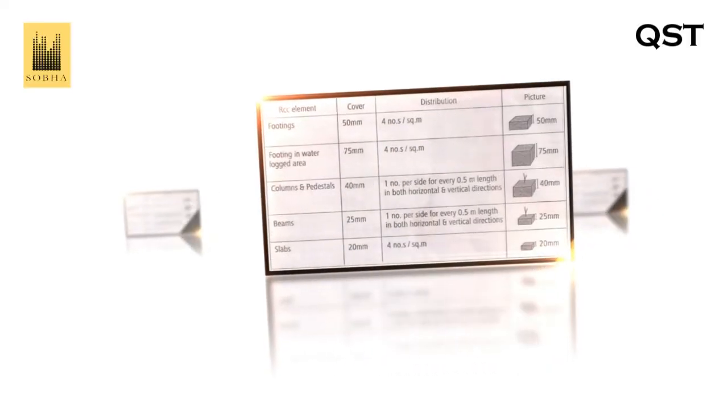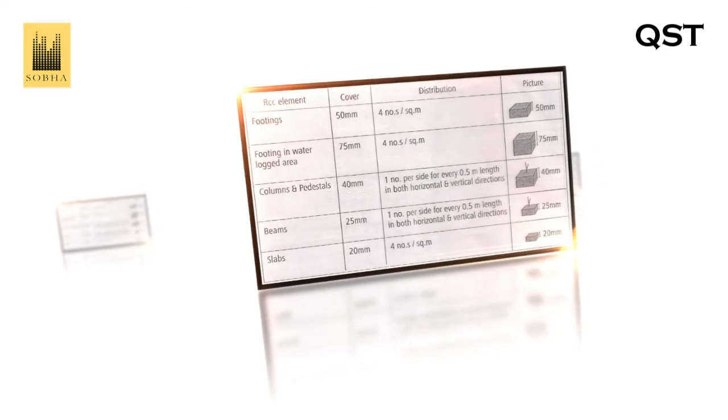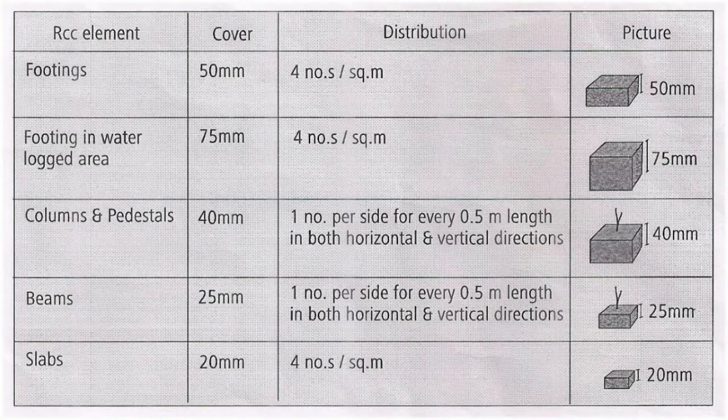For footings, the cover must be 50 mm, which is distributed 4 in number per square meter. For footing in waterlogged area, the cover must be 75 mm, which is distributed 4 in number per square meter. For columns and pedestals, the cover must be 40 mm, which is distributed 1 number per side for every half meter length in both horizontal and vertical directions.